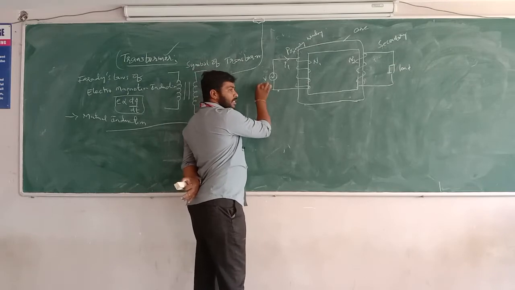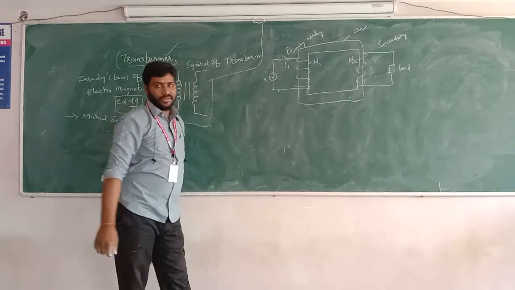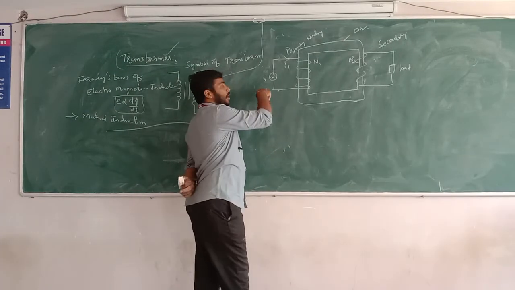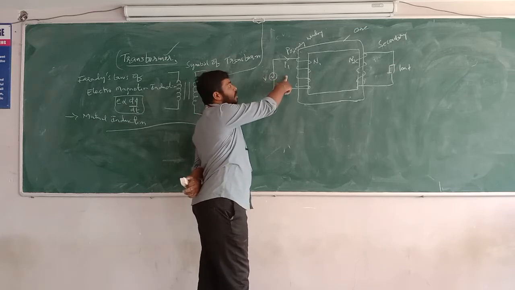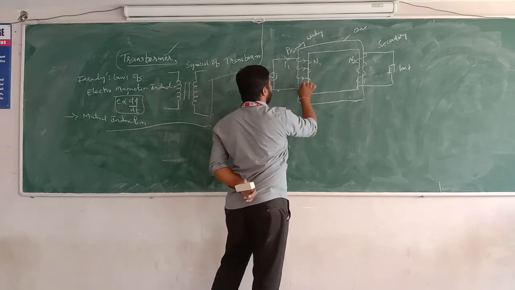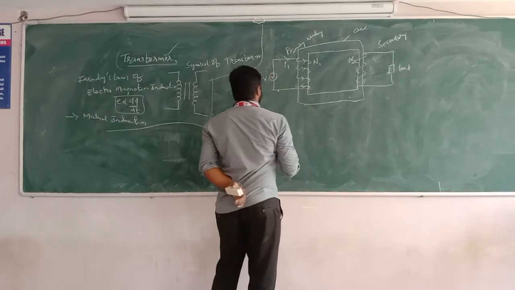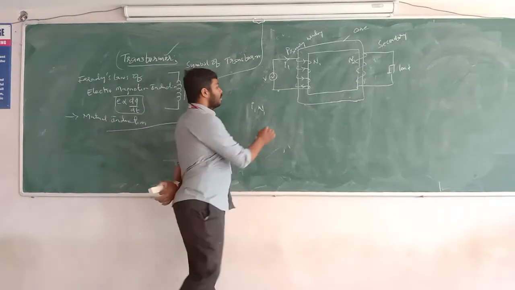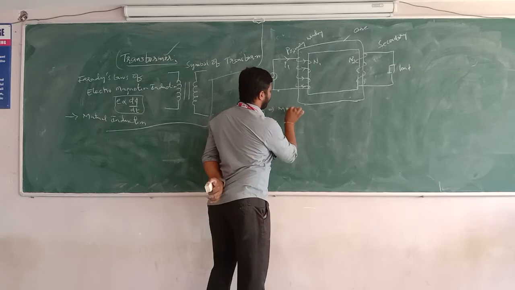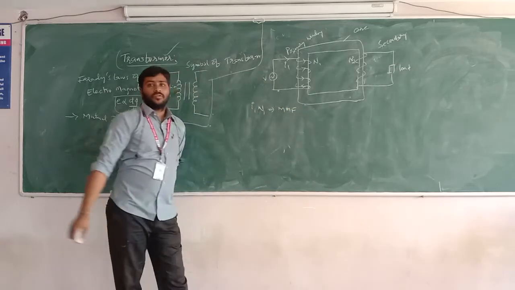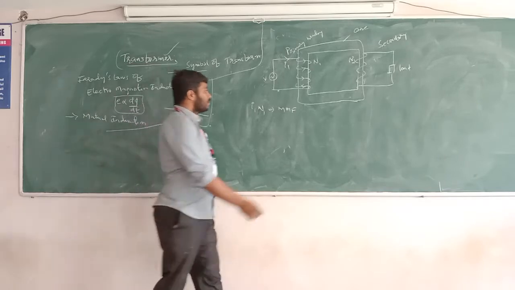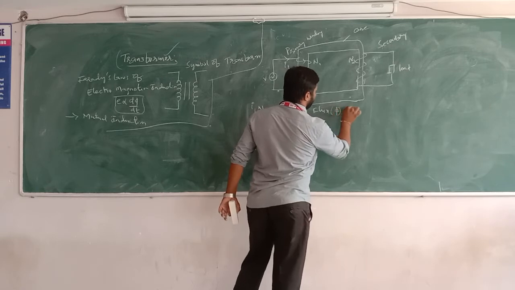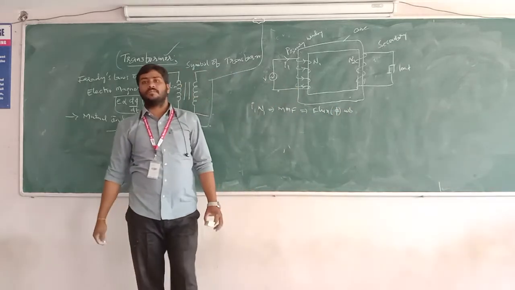Now see the operation. This is the AC voltage, the total voltage that I am applying. After applying this voltage, some current goes through the winding. This current I1 through the N1 turns produces the magnetomotive force, and this magnetomotive force sets up the flux.